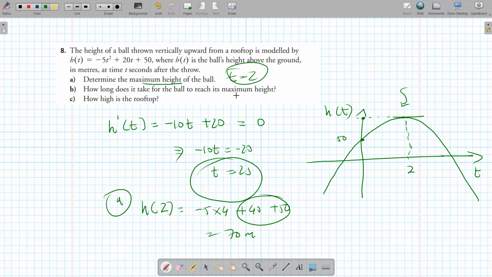C, how high is the rooftop? So we're firing a ball from the rooftop. This is the rooftop. How high is it? 50. Yes, that is all there is. The ball was shot from 50 meters.